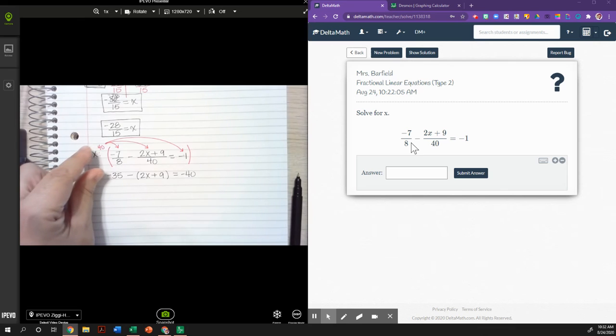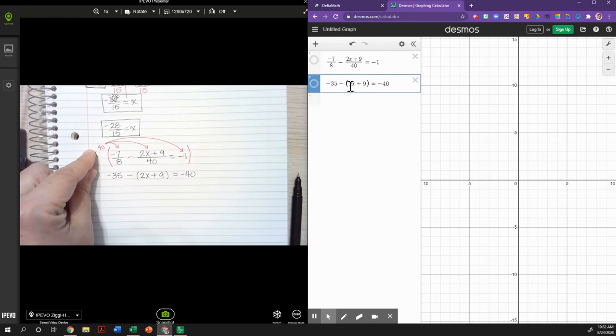Now let's talk about from here to here. If you're looking at it and thinking, that's a lot of work, and I want to know right now whether I'm doing the problem correctly, there's a workaround on Desmos. If you go to Desmos, you can see I've already typed them in, ready to go to save time.